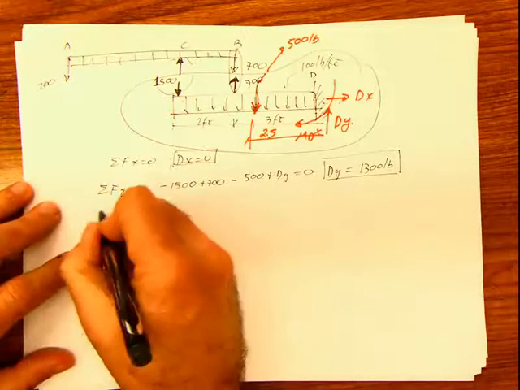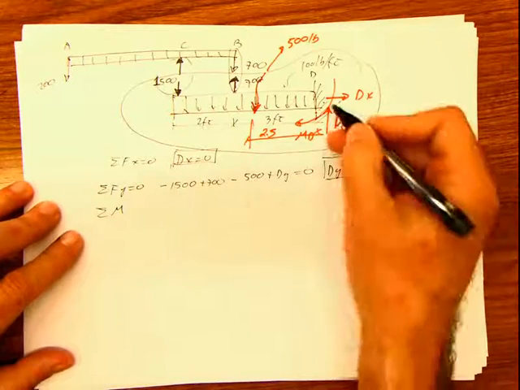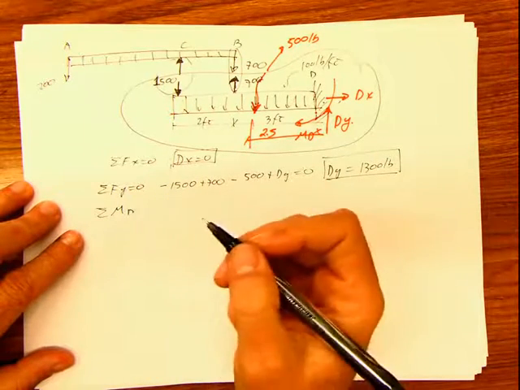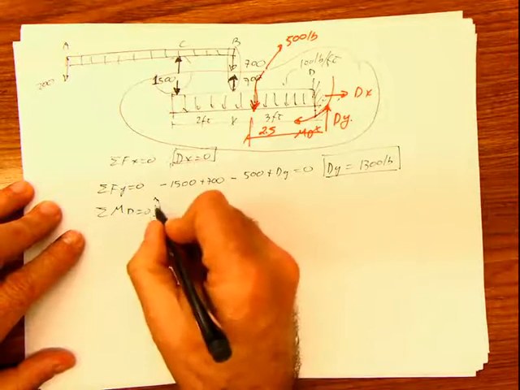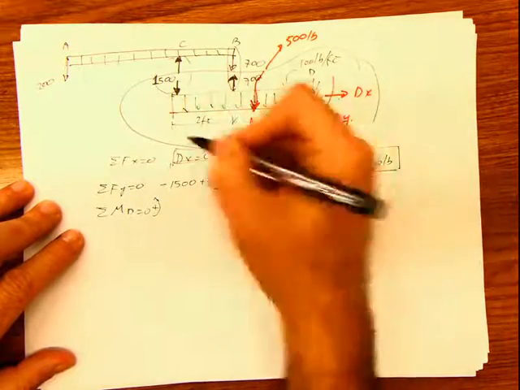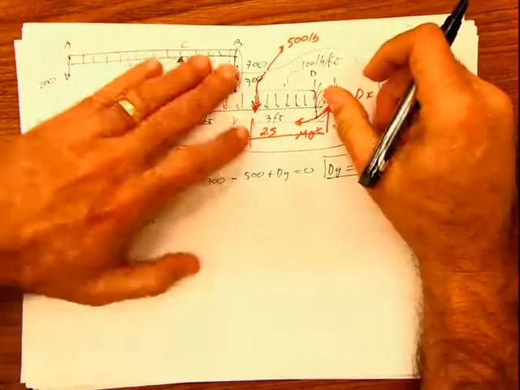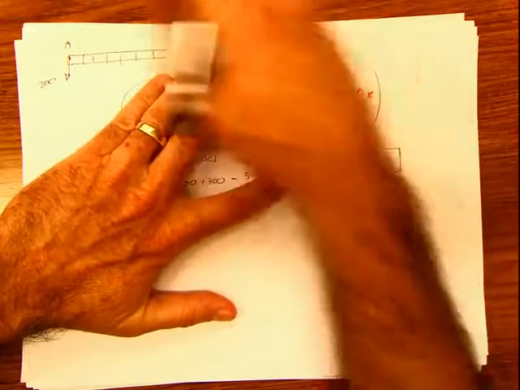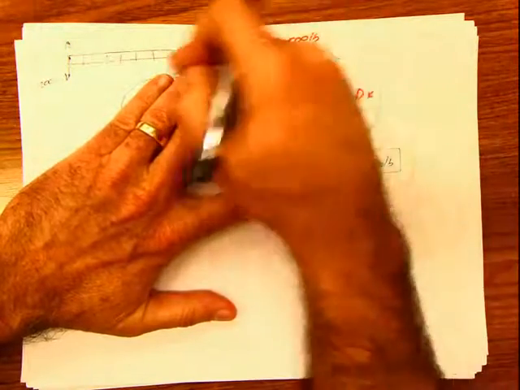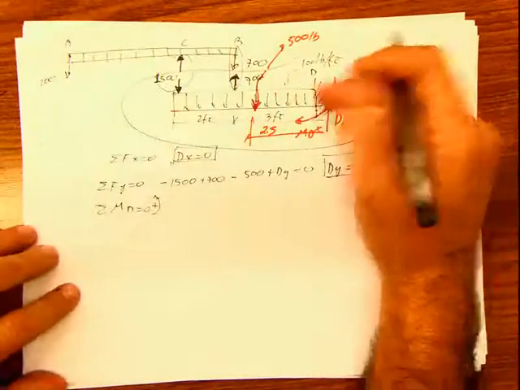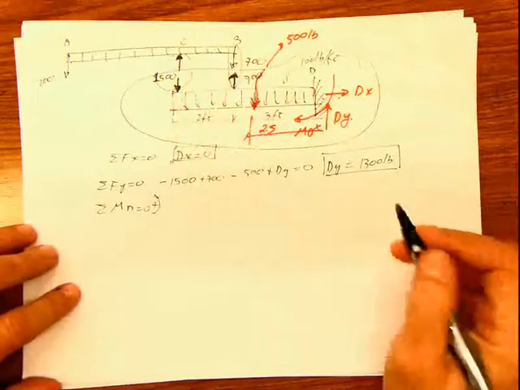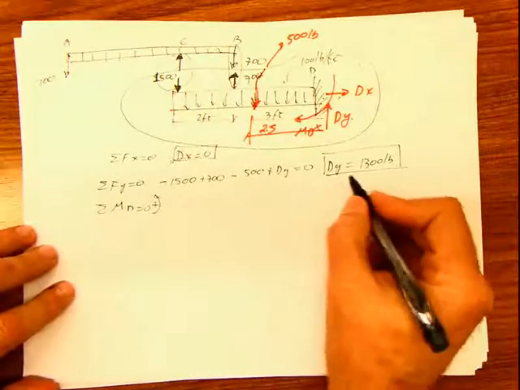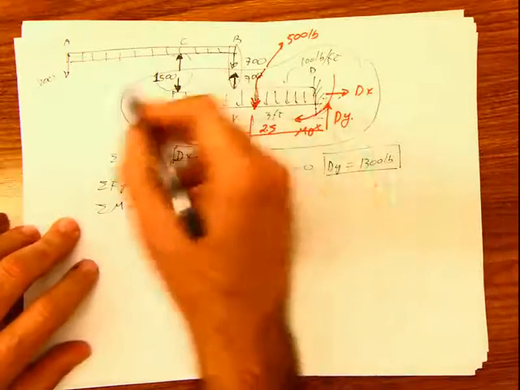And now we do summation of moments wherever you want to. I'm going to do it at D. So summation of moments at D equals 0, and only in this part. Remember, I could have done it from the beginning, taking moments here and calculating directly the moment with the whole beam connected, and I wouldn't consider these intermediate forces, because they are connected. But we did it by parts. So summation of moments at D equals 0 only in this part.